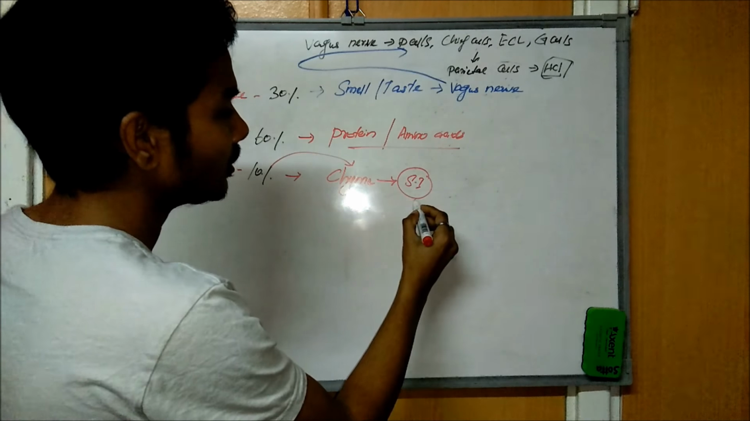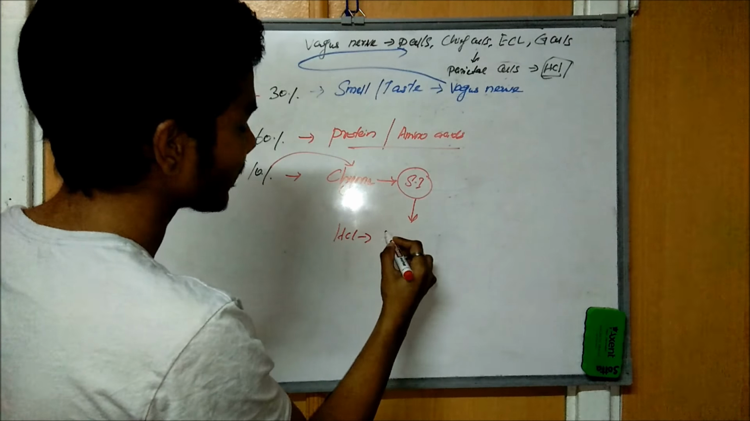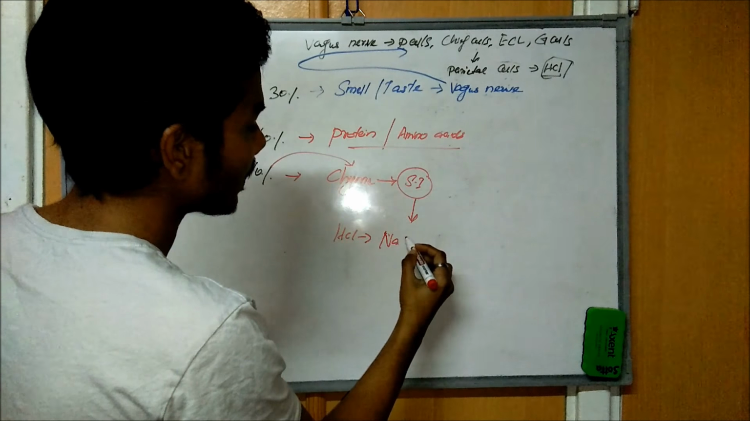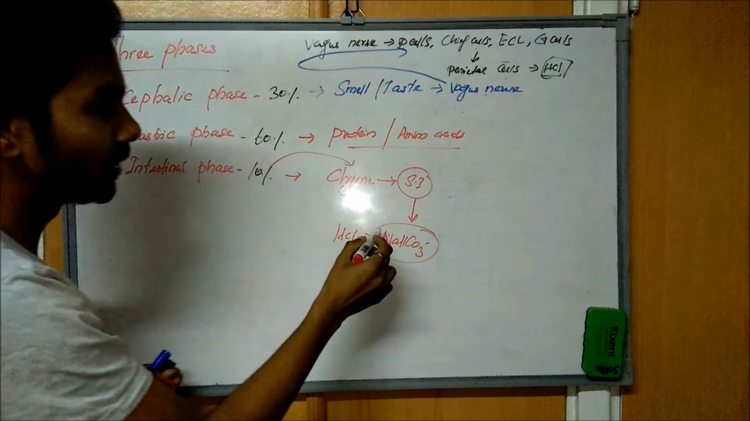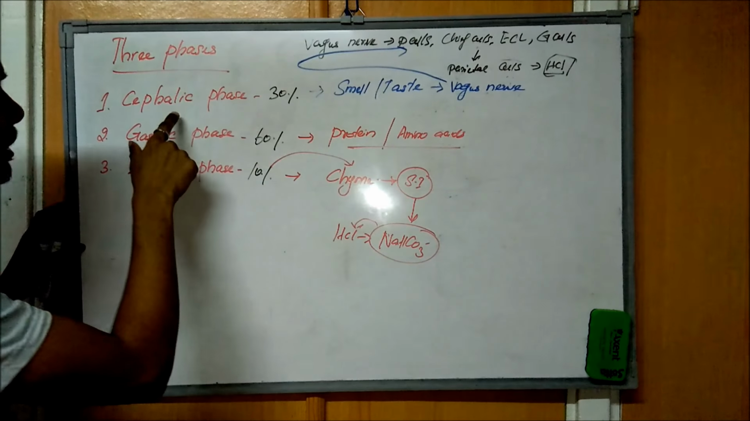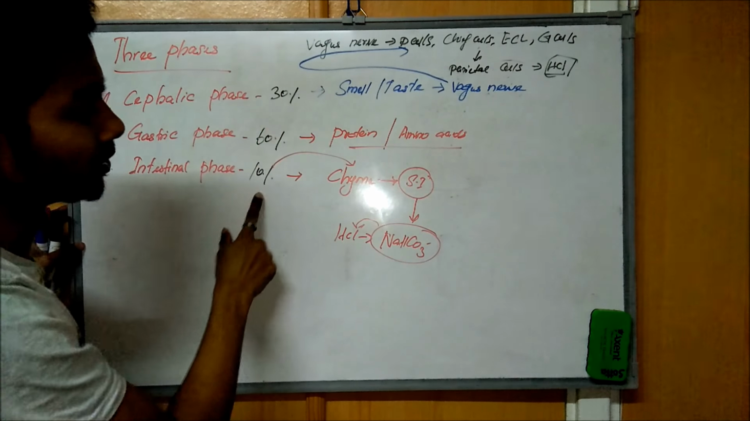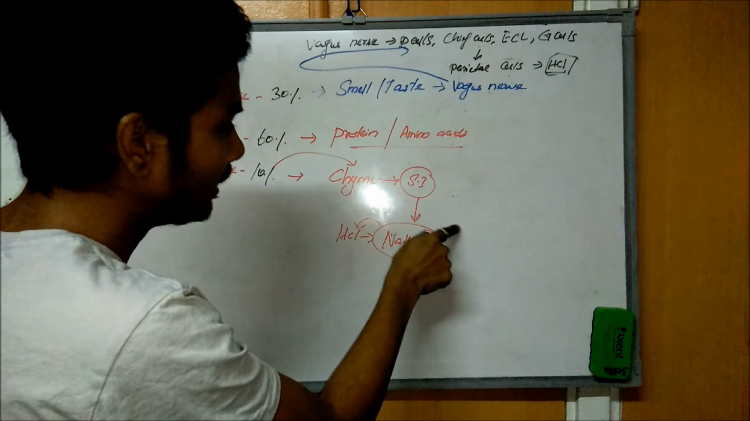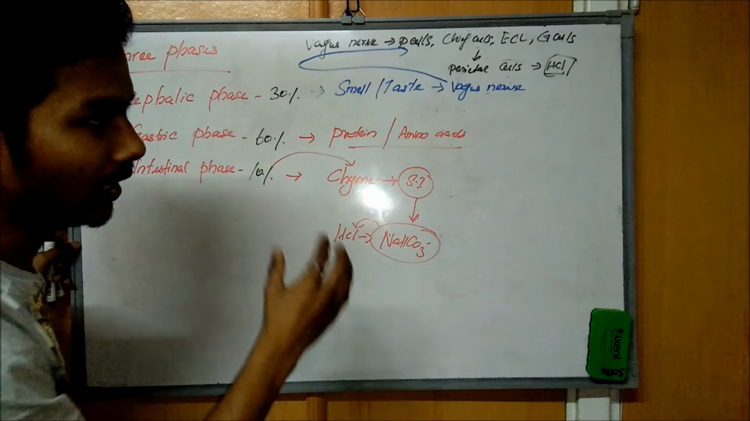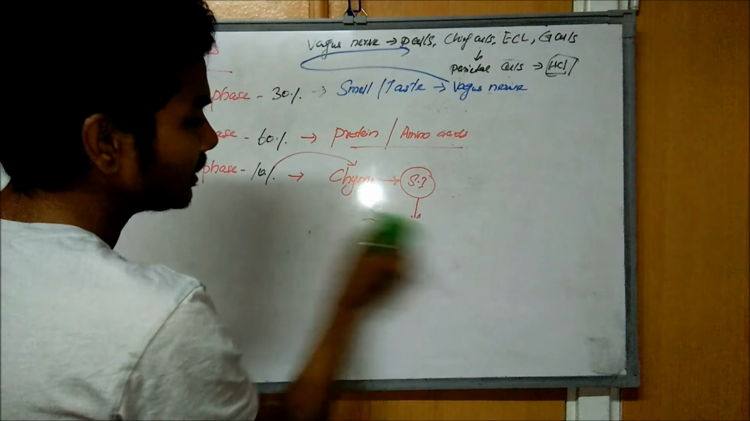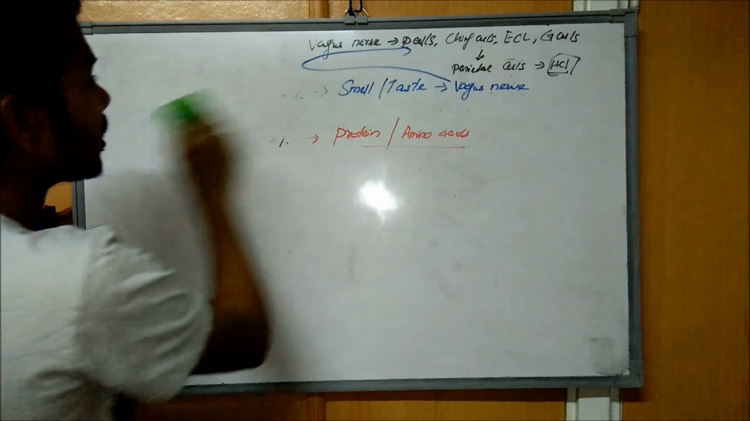After the small intestine, the HCl is neutralized by sodium bicarbonate. The sodium bicarbonate will neutralize the cephalic phase, gastric phase, and intestinal phase, the 30, 60, and 10%. So finally, in the duodenum, the sodium bicarbonate will neutralize the HCl level and decrease the acidity and pH. So this is all about the three phases.